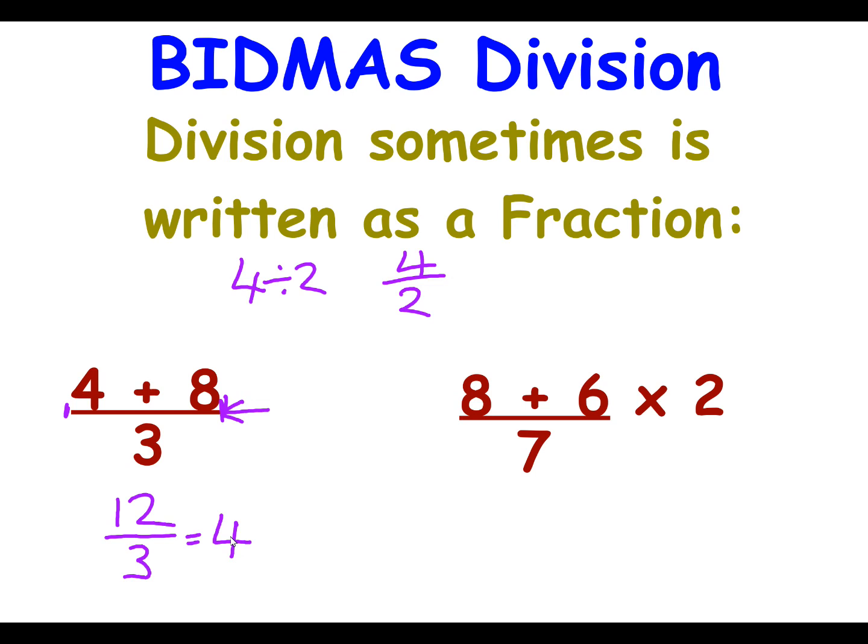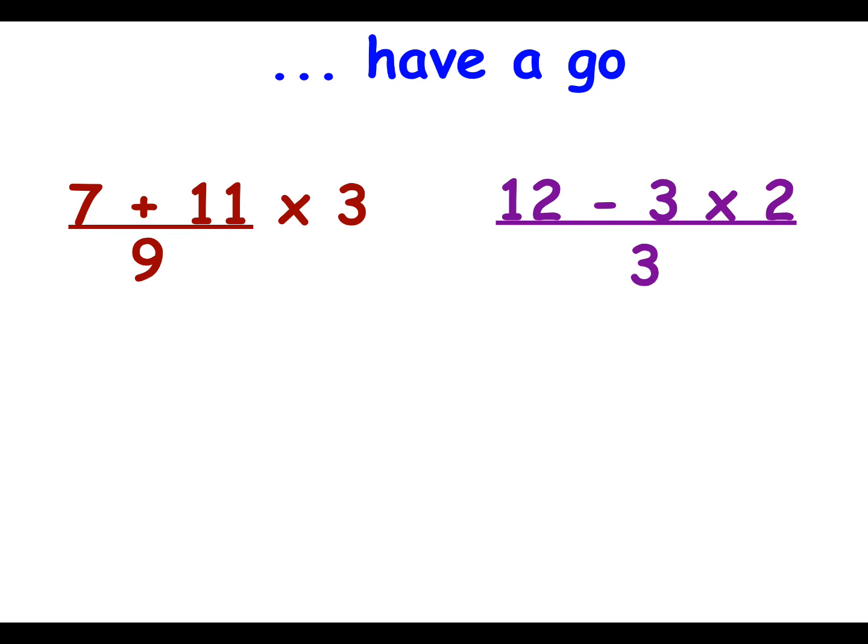The question on the right, again, we have a dividing line. So everything above the dividing line needs to be done before we do the division. So 8 plus 6 is 14 over 7 times 2. Now, because we've got the dividing line here, we can do the sum here first. So 14 divided by 7 is 2, and 2 times 2 is 4. So have a go at these two questions and see how you get on.